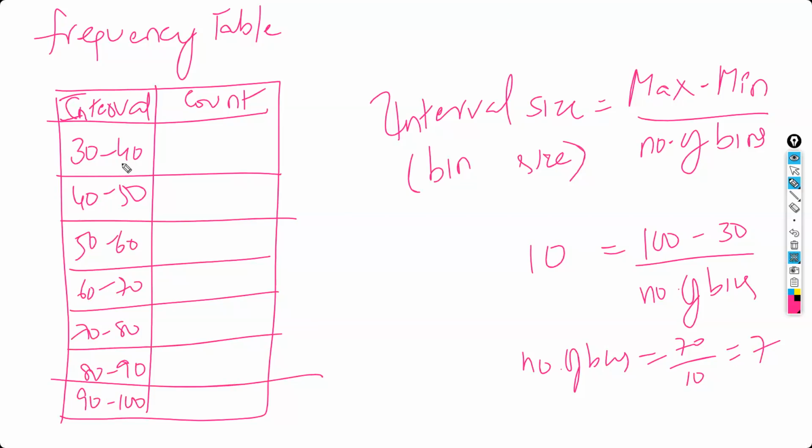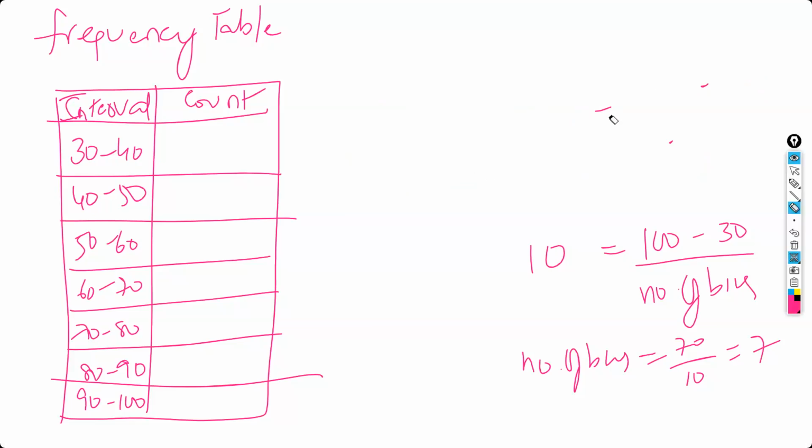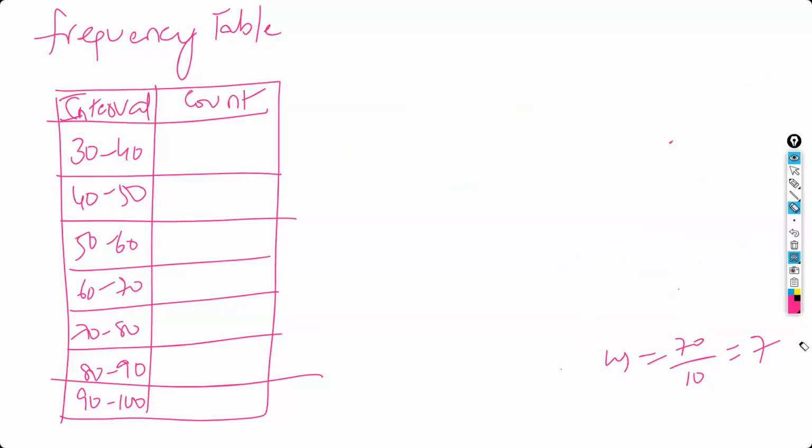So 30 to 40, how many students are there? Just open your notes. How many students? See, count for this. You count, please. Total, how many intervals did you get? Total 7. Is that clear? What is the meaning of 7? You will get 30 to 40, 40 to 50, 50 to 60, 60 to 70, 70 to 80, 80 to 90, 90 to 100. Now tell me how many are there between 30 to 40 in your example?